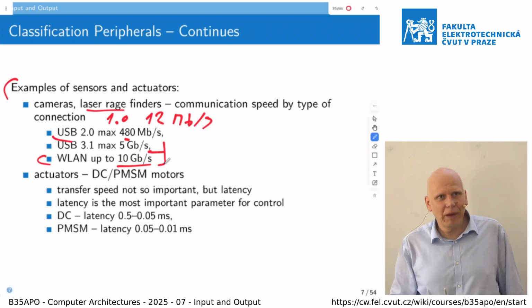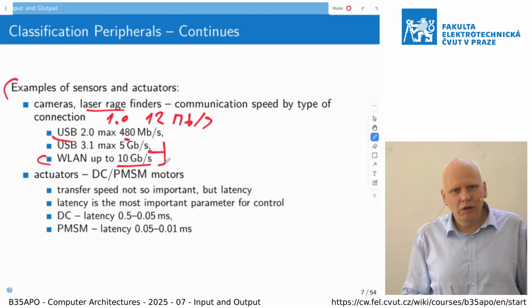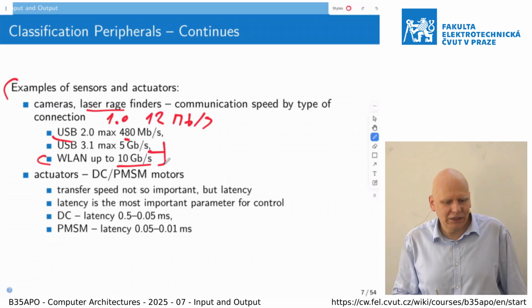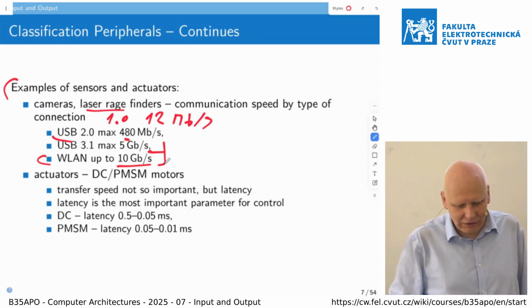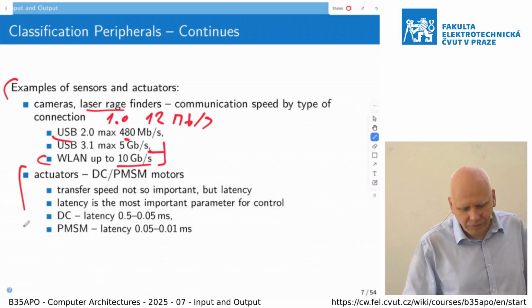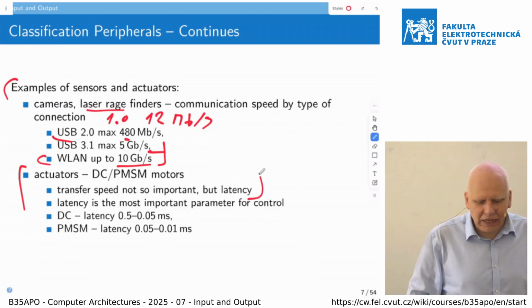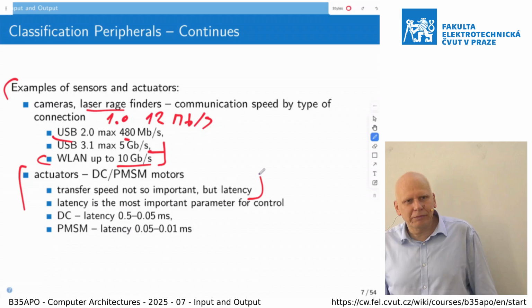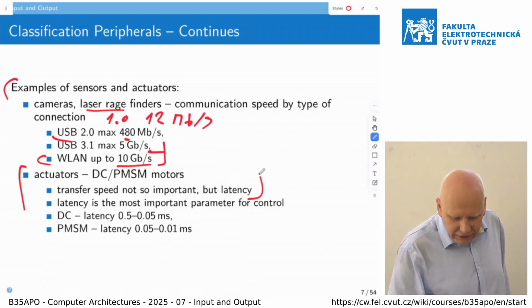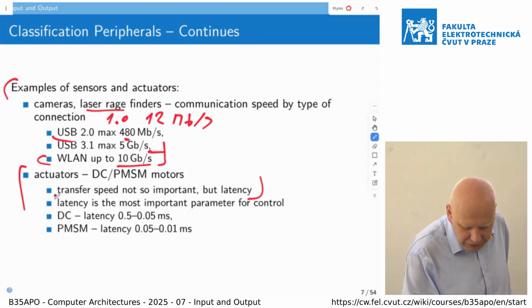My colleagues from the computer science department have such rangefinders and process them directly in FPGAs. If we speak about actuators, then usually the transfer speed is not so important, but if you want to have a closed loop control, then latency starts to be very important.